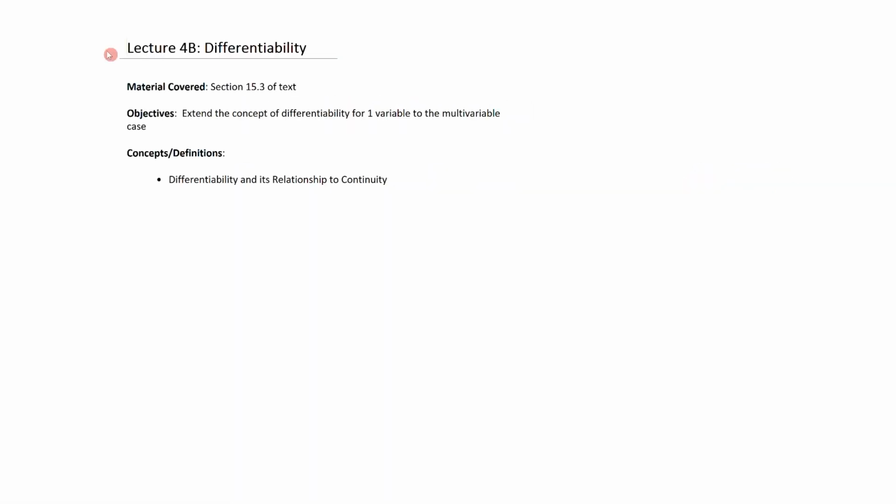Welcome to Lecture 4B, entitled Differentiability. The material for this lecture comes from section 15.3 of the textbook, including some additional material which is not found in the textbook. The objectives of this module are to extend the concept of differentiability for one variable to the multivariable case. The concepts and definitions covered in this module are differentiability and its relationship to continuity.